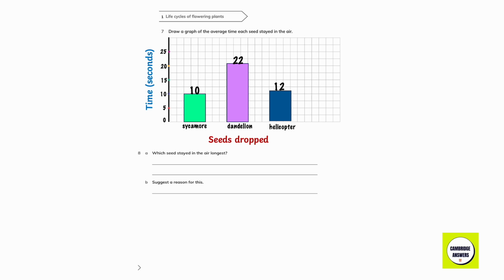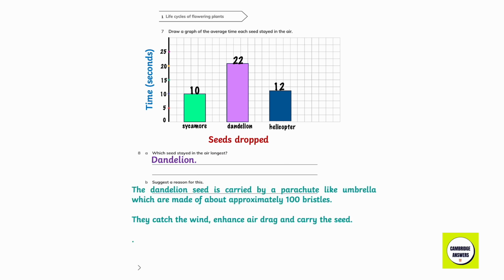Which seed stayed in the air the longest? Dandelion. Suggest a reason for this. The dandelion seed is carried by a parachute-like umbrella which is made of approximately 100 bristles. They catch the wind, enhance air drag, and carry the seed.